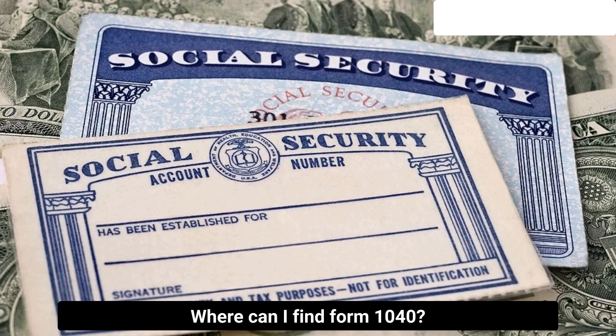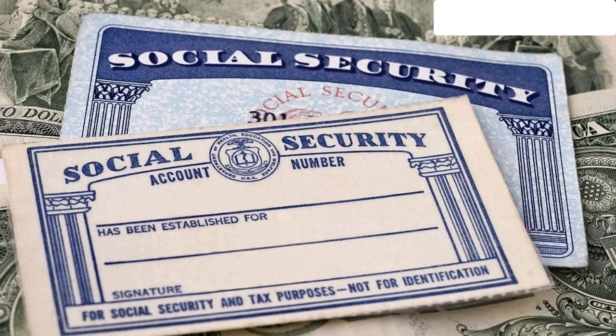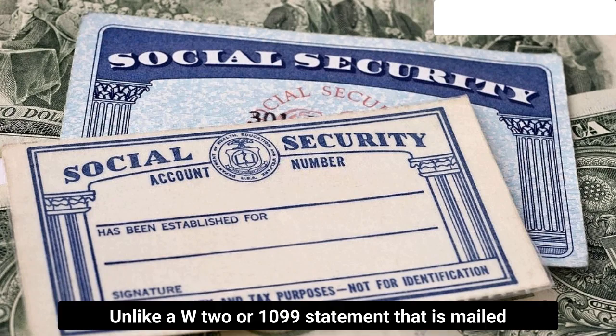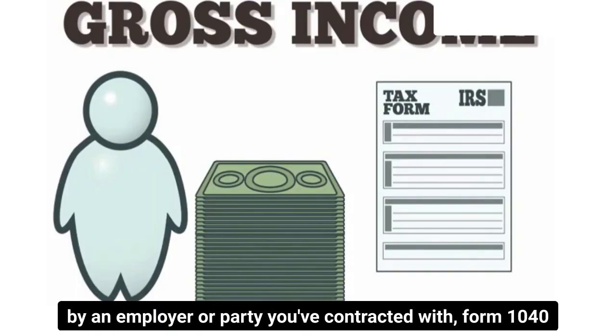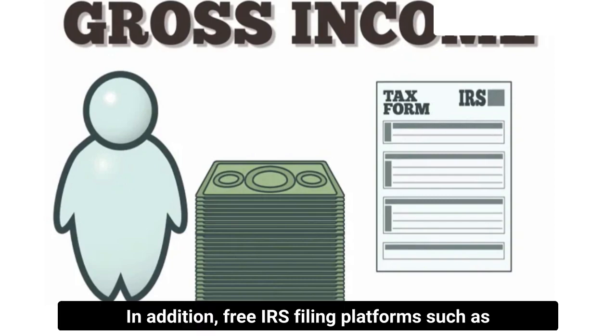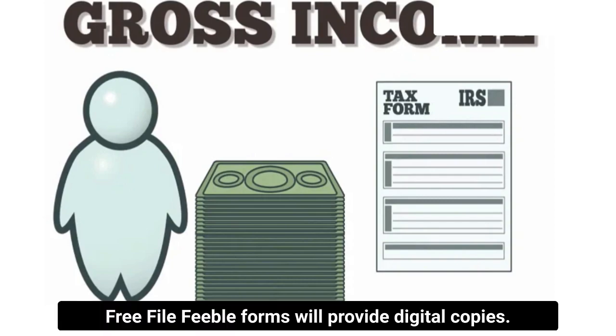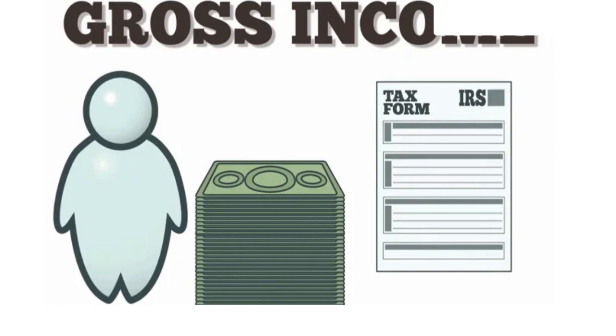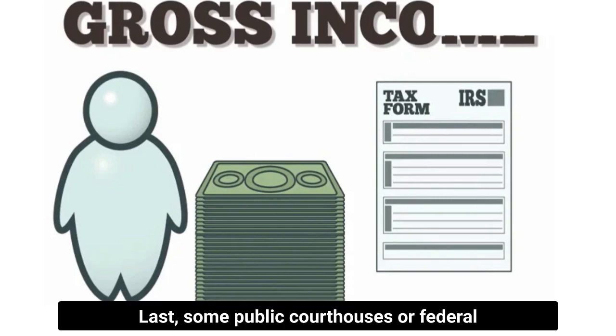Where can I find Form 1040? Form 1040 is not a tax statement or form that gets distributed to taxpayers. Unlike a W-2 or 1099 statement that is mailed by an employer or party you've contracted with, Form 1040 is available for download on the IRS website. In addition, free IRS filing platforms such as Free File Fillable Forms will provide digital copies. Last, some public courthouses or federal buildings in your community may offer paper copies available for pickup.